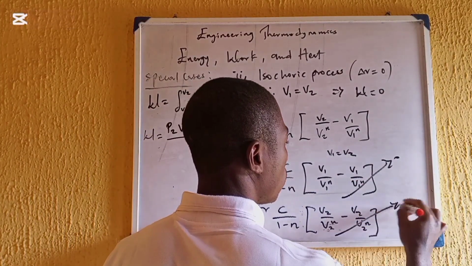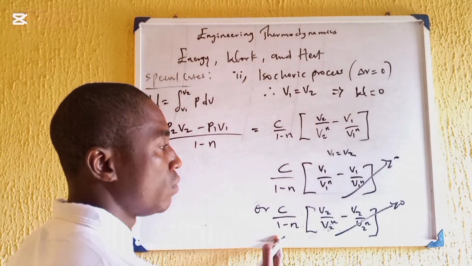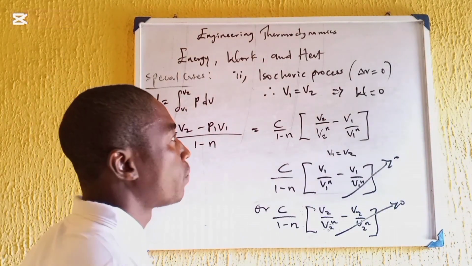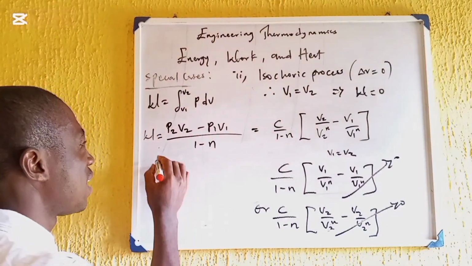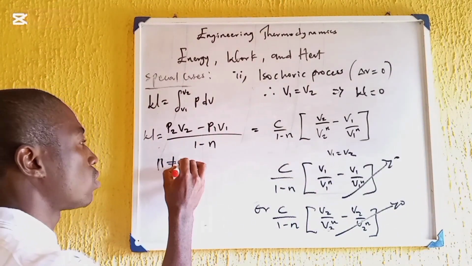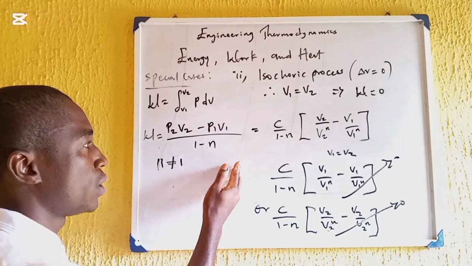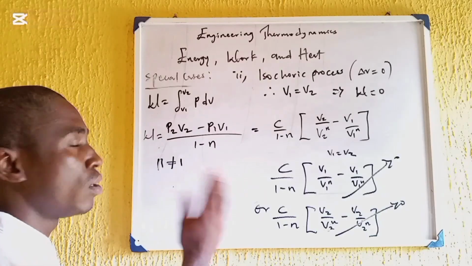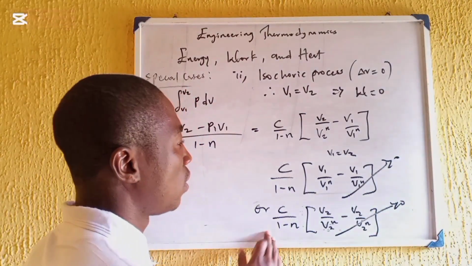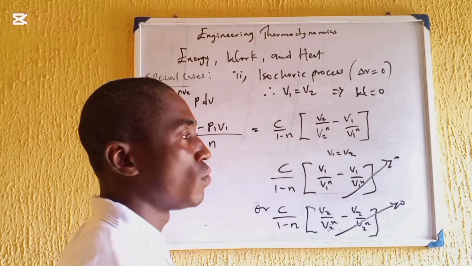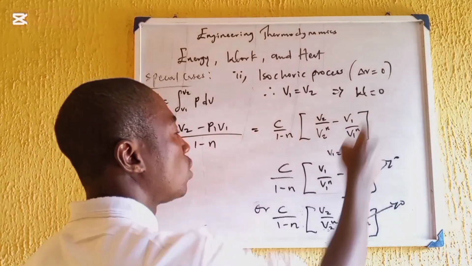This will also give us what? 0.0 times C over 1 minus n will still be 0. The same thing applies here. I forgot to tell you something. For the polytropic process, n is not equal to 1. n can be any number except 1. n can be 0, n can be 2, n can be any number, but not 1. Whereas in the isochoric process, V1 is equal to V2, implying that there is no change in volume, and as a result, work is equal to 0.